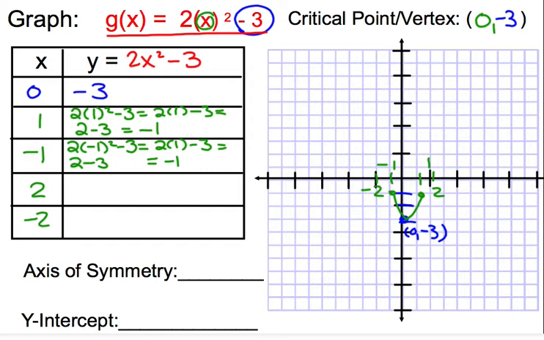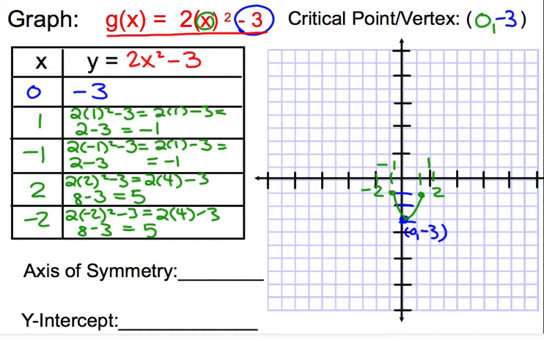I'm going to evaluate it for 2 right and 2 left, so I sub in, evaluate the function. 2 squared is 4. 2 times 4 is 8, minus 3 is 5. I should get the same for the next one because of symmetry. -2 times -2 is 4. 2 times 4 is 8. 8 minus 3 is 5. So I get the ordered pair over 2, up 5, left 2, up 5, and there is my quadratic function graphed out.